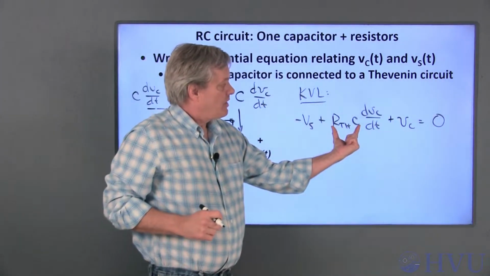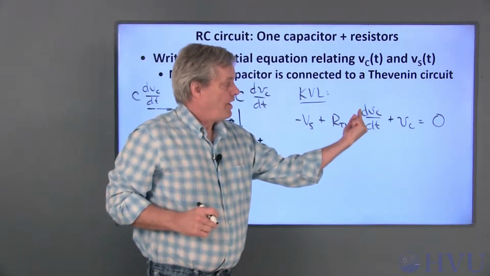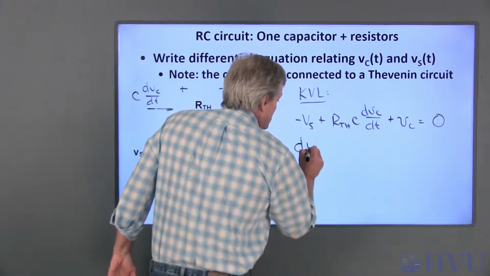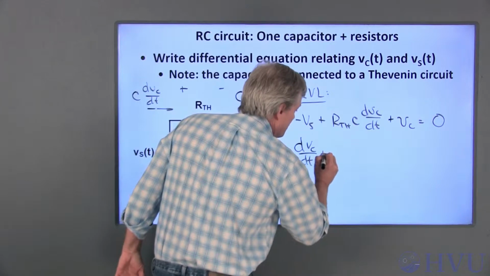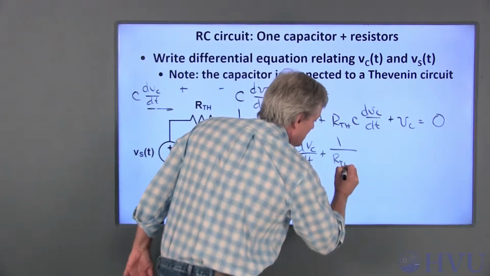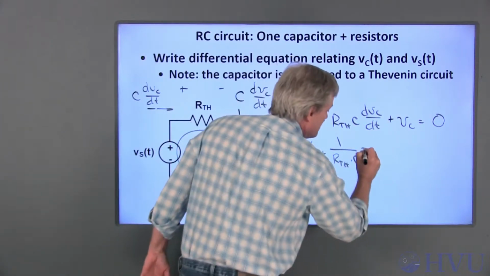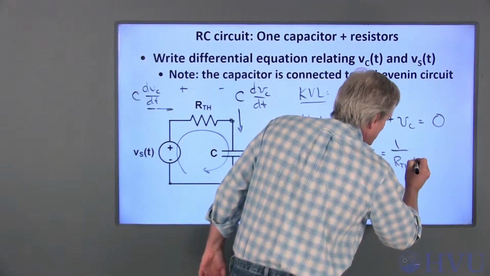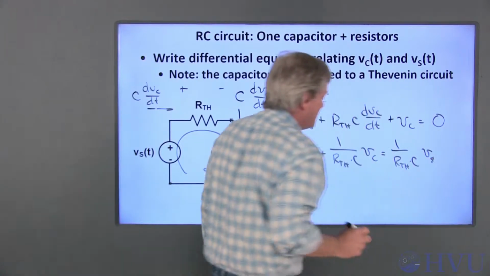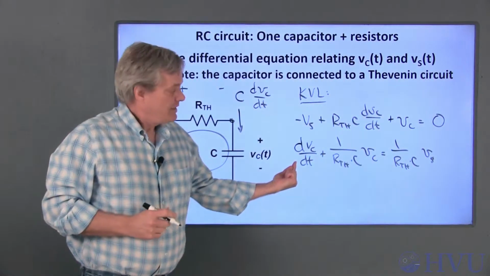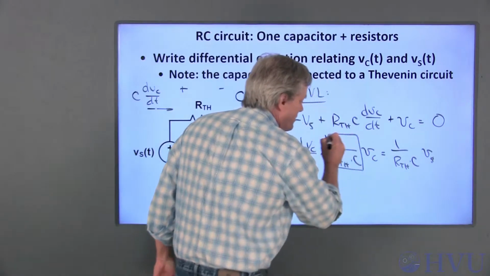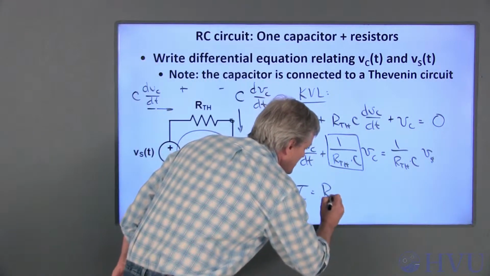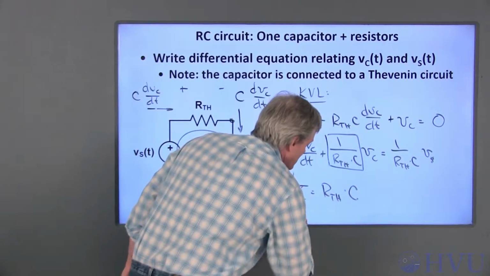That sums to 0 since it brings us back to our starting point. Now I'll divide out this RTh times C term to get a 1 in front of the highest order derivative and move Vs to the other side. So dVc by dt plus 1 over RTh times C times Vc is equal to 1 over RTh times C times Vs. With a 1 in this position, this term here is equal to 1 over tau. So tau is equal to RTh, the Thevenin resistance, times the capacitance.